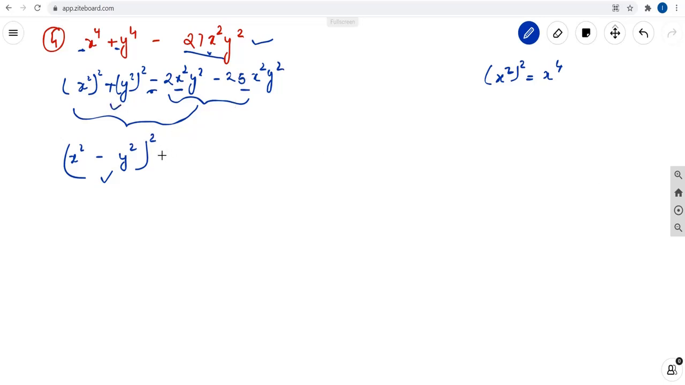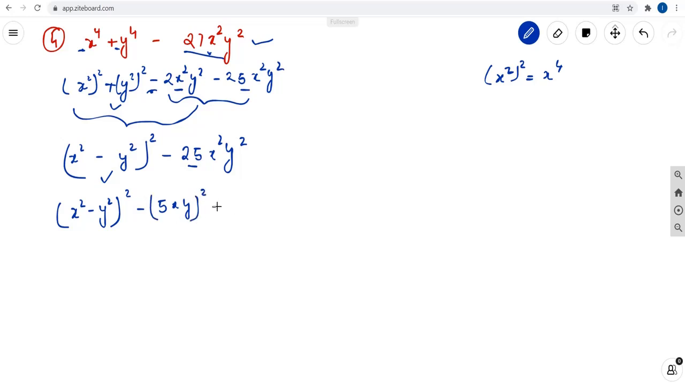So what is left here? Minus 25x²y². So what is this 25? 25 is a perfect square. So how can I rewrite this? (x² minus y²) whole square. So this one I can write as minus (5xy) to the power of whole square.